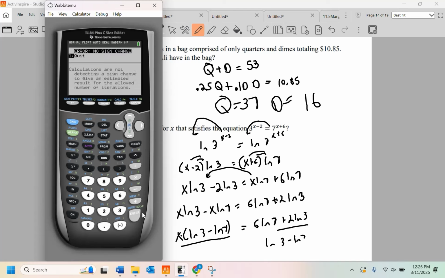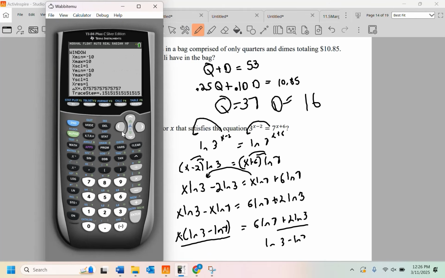It's going to tell me error, no sign change, which means I had to play with my window. So I'm going to go left, I don't know, 100 units. Second trace 5 again. And wait. Sometimes I feel like by hand is faster just because I'm impatient, and at least when I'm doing it, progress is being made. When I have to wait on something, I get impatient. Enter, enter, enter. There it is, negative 16.373.